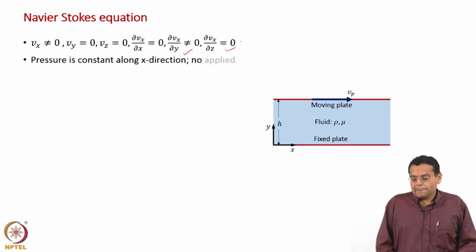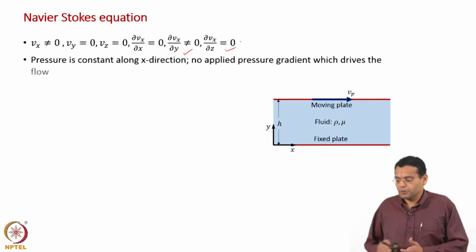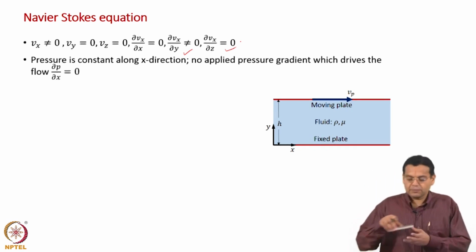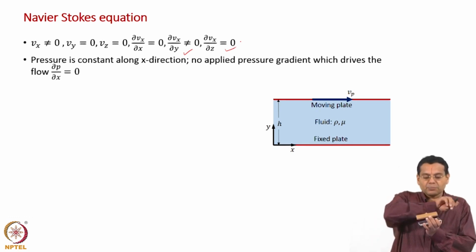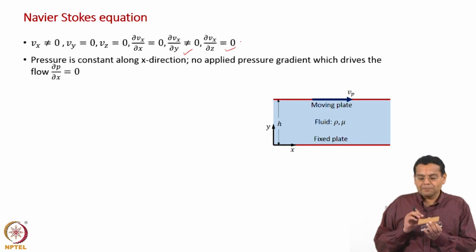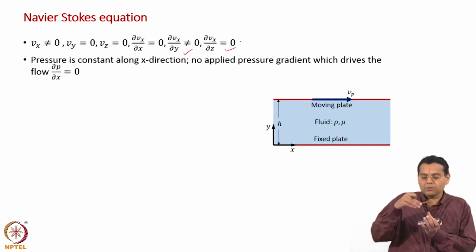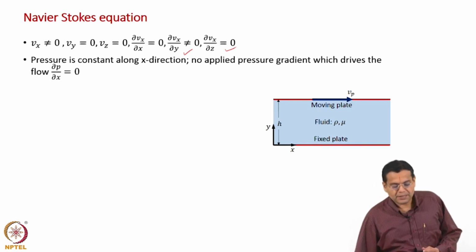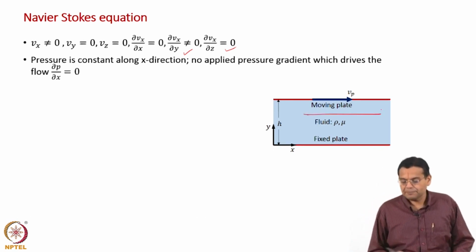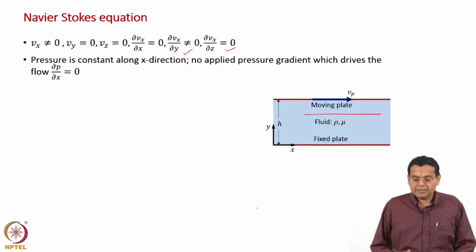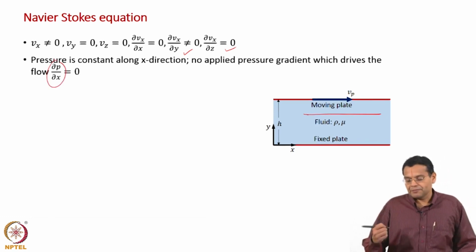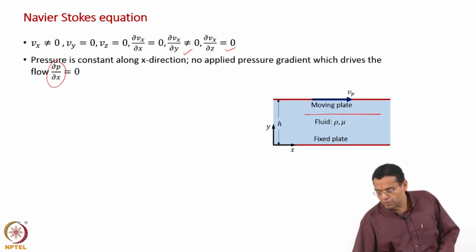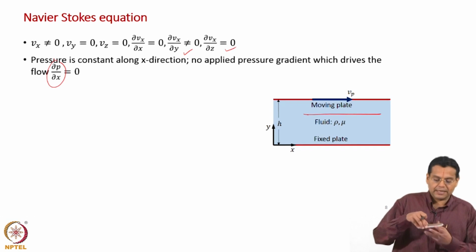Now, in this case, as I told you, what drives the fluid motion is the plate. You do not have any pump or anything which is pushing the fluid between the two plates. Okay. So, the motion of the fluid is caused by the movement of the plate. So, pressure is constant along the x direction. Why is that? Because there is no applied pressure gradient which drives the flow. So, dou p by dou x is equal to 0. You will see in the next example, which is a Poiseuille flow, because both plates are stationary in the Poiseuille flow case. Right now we are in the Couette flow case.